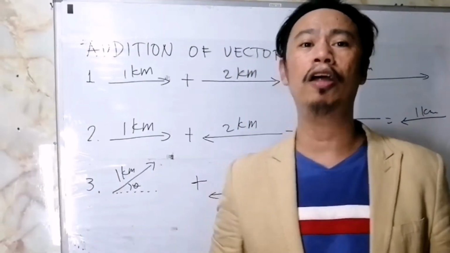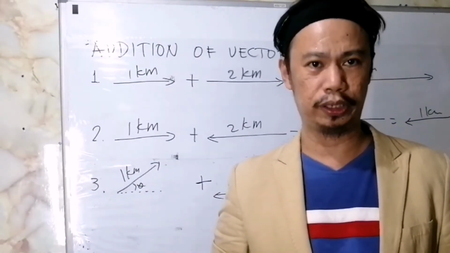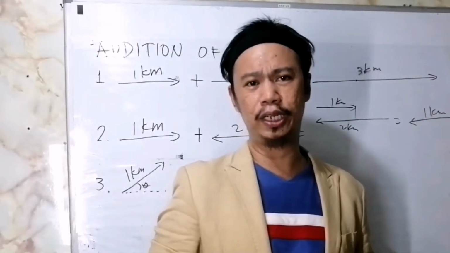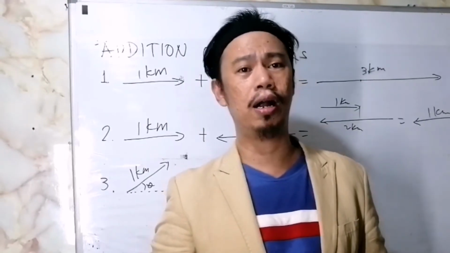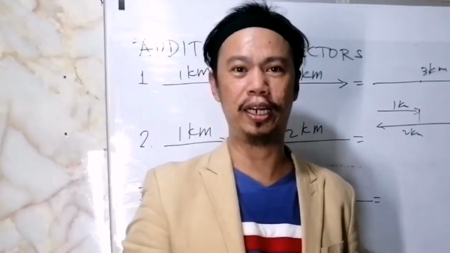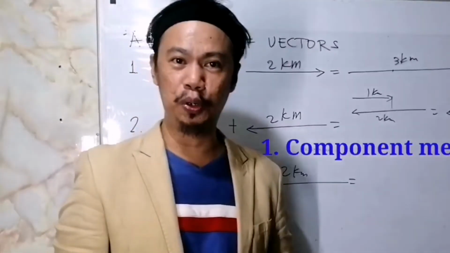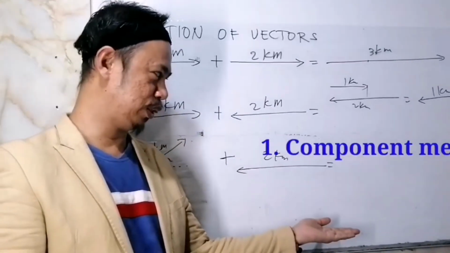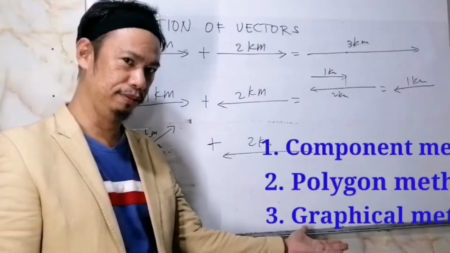This time, on rule number 3, we cannot simply add the two vectors, but there are different methods in solving our vector addition. Number 1 is the component method. Number 2 is the polygon method. And lastly, the graphical method.